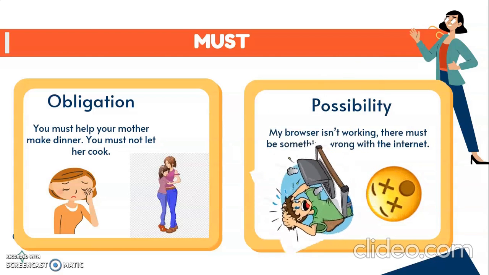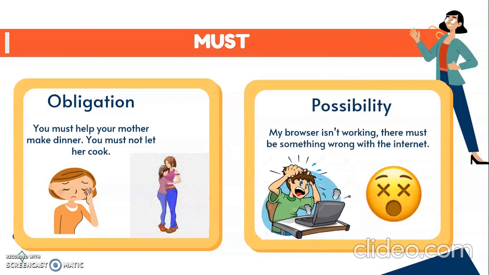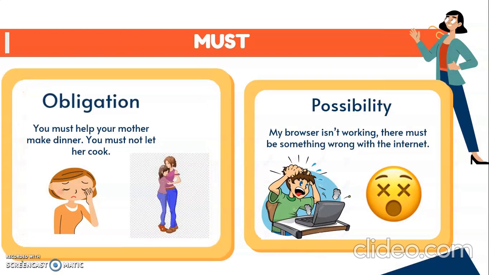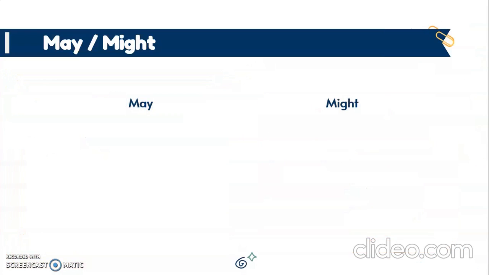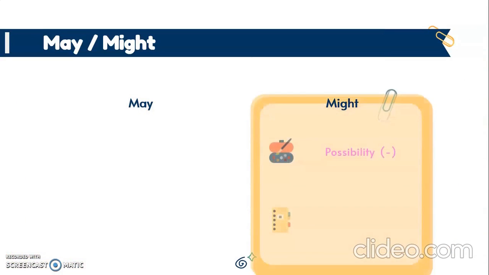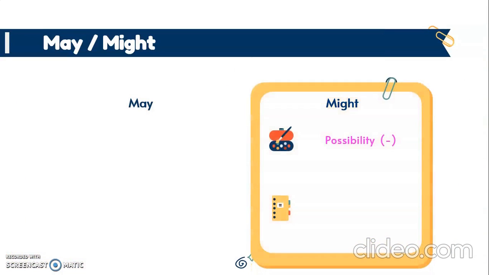And we also use must, as I told you before, to talk about obligations or to give orders. You must help your mother make dinner. You must not let her cook. This is an order, an obligation. Here we have may and might. We use might to talk about possibilities. I might go to the party tonight, but I'm not sure about it.